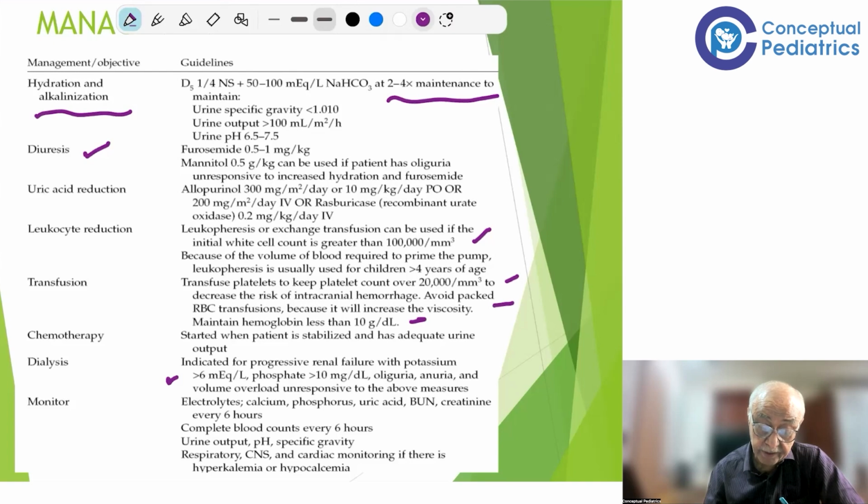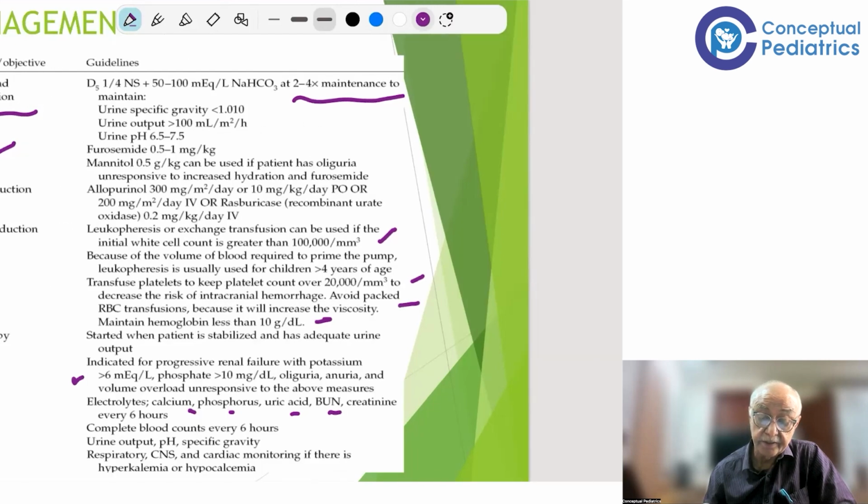Then monitor these patients, monitor the levels of the calcium, phosphate, uric acid, urea, creatinine, and the complete blood counts every 6 hours. Urine output has to be maintained. The hemodynamics of the child should be stable, and only then you start the patients on the anti-chemotherapeutic drugs. So that is what I have put in the table. And again, I reiterate, nowadays we don't use alkalinization, urinary alkalinization.